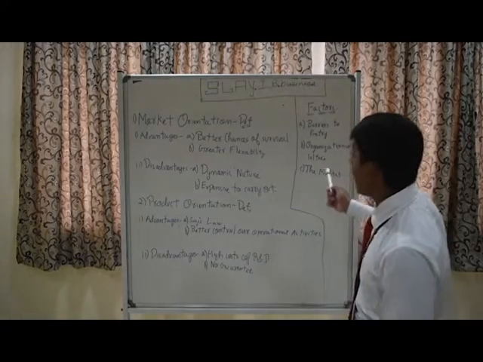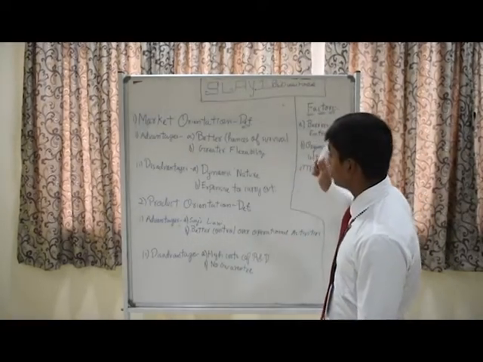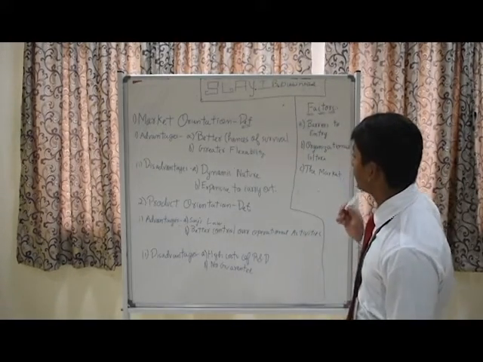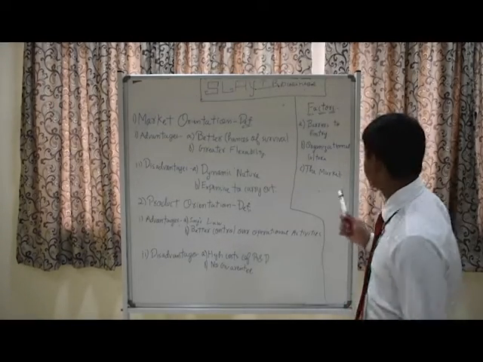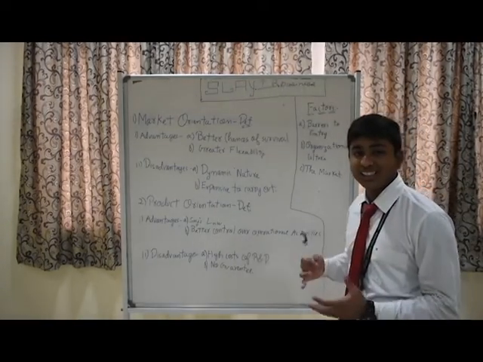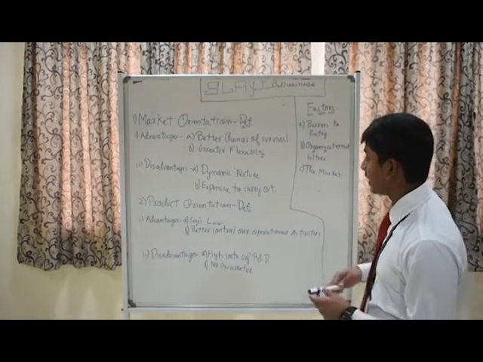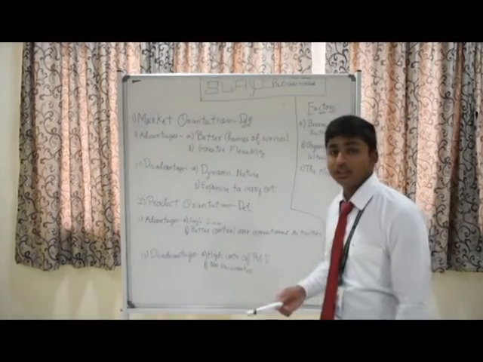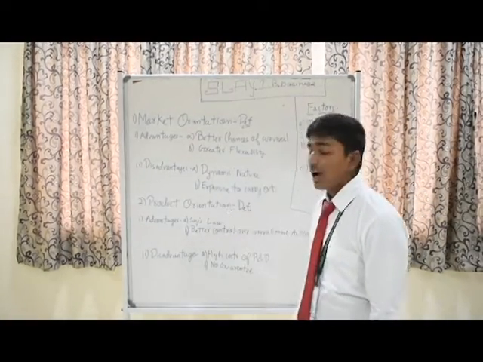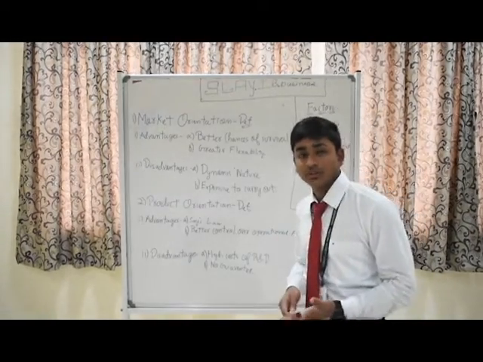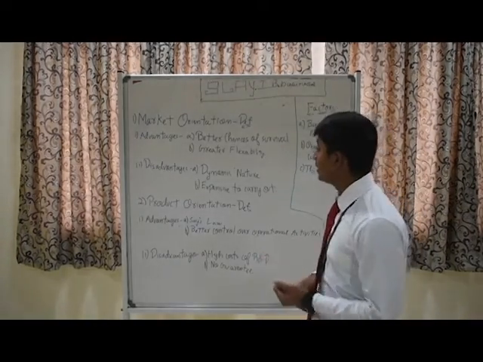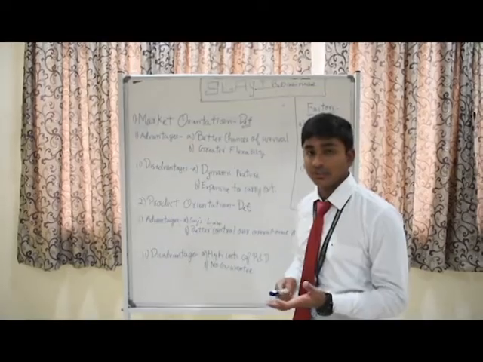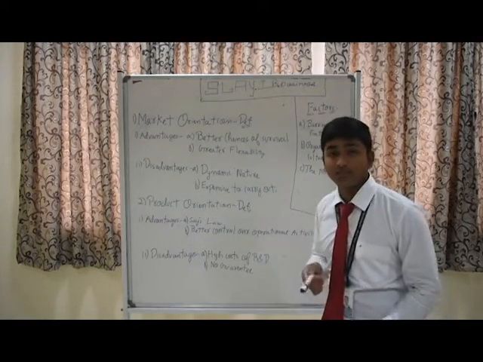There are various factors which determine whether the company has to be market oriented or product oriented. The first factor that determines the orientation of the company is barriers to entry. Depending on the ease of entry in the market, the company decides what to choose. If there are very high barriers to entry, obviously the company will adopt product orientation. And if the market is very easy to enter, then it will adopt market orientation, because it has to become very competitive in the market. That's the reason why they'll adopt market orientation.